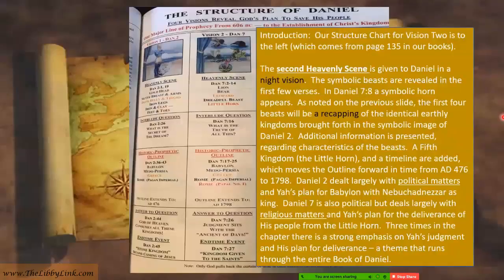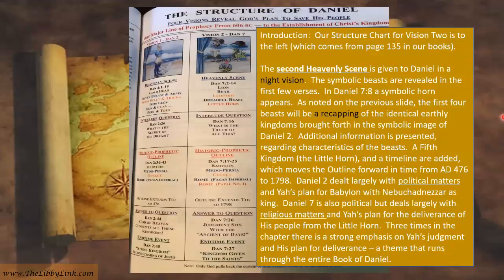So we continue with our introduction, which is on page 89. Our structure chart for Vision 2 is to the left. So this is the structure chart, and you see how it differs from the recapping structure chart. This structure chart is going to show us the heavenly scene, the interlude question, the historic prophetic outline, answer to questions, and the end time event. So yes, go ahead and read the rest of the introduction.